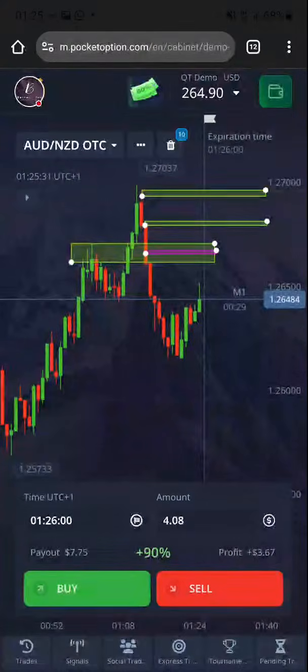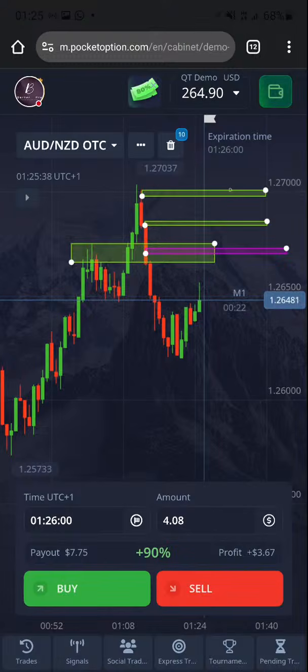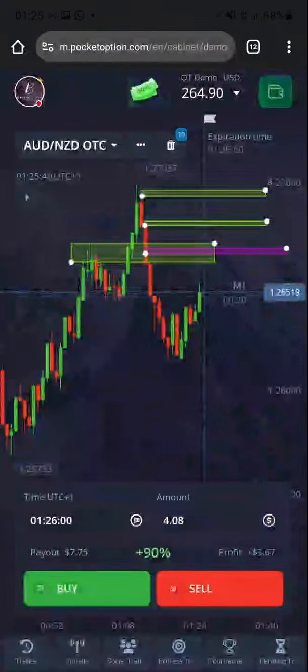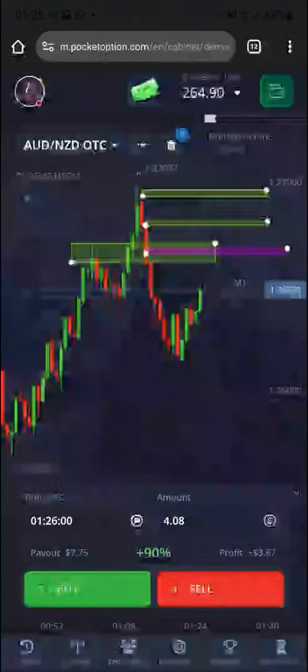So I'm waiting for price to come into all these three entries. We will have an opportunity if price comes in here. Now the best entry is actually the one at the top here. Why? Because we have a round number, 1.27 thousand. That makes this entry above here very strong. Yeah, I'm going to take a trade if price comes there.